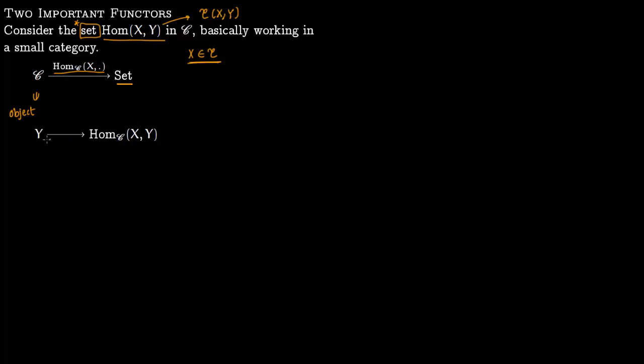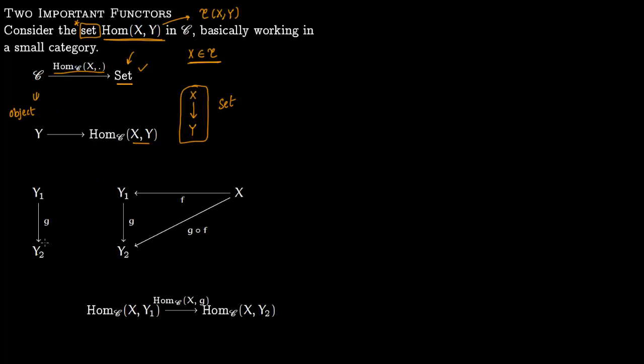So what does it mean? To every object Y in C, it associates the set of arrows going from X to Y. So Hom(X, Y), a set of arrows. So this is a set. That's why we are landing in the category of sets. So consider this set. This is a very important functor. This is the functor which is always used when you land in the category of sets in algebraic geometry, or most of the time.